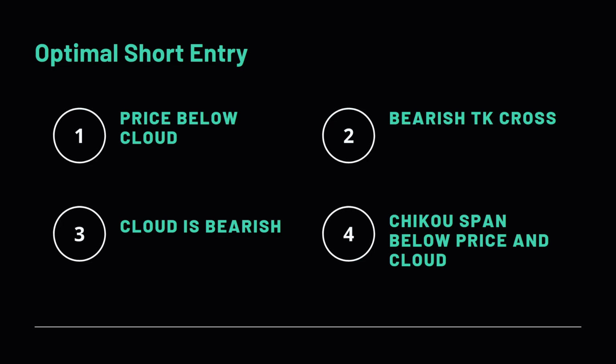So just a quick reminder on optimal short entries. These are the 4 criteria that you really want to see confirm before you enter your short trade. Number 1, you want to see price be below cloud. Number 2, you need to see a bearish TK cross, so your Tenkan and Kijun should be bearishly crossed. Number 3, your cloud should be bearish. And number 4, your Chikou span not only below price, but also below cloud as well.